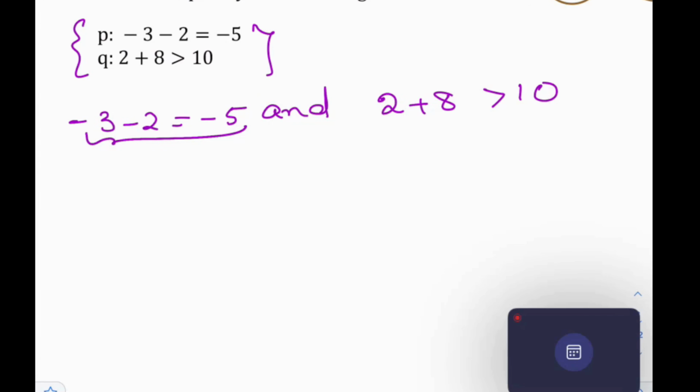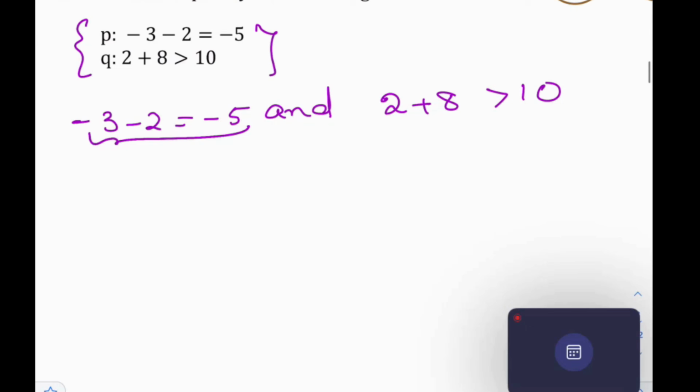-3 minus 2 is equal to -5. Is it true? Of course, yes, so this is true. And 2 plus 8 is more than 10? No, this is false because it's equal to 10. True and false is false. So you are going to first write, don't forget, you need to write the statements properly, then check. Now, this was for "and".